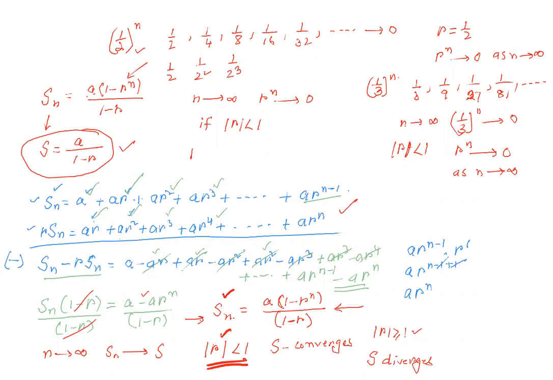Why? R to the power n approaches 0 or becomes 0 in the limiting case as n approaches infinity when the absolute value of r is less than 1. The absolute value of this is less than 1. Is this clear to everybody?